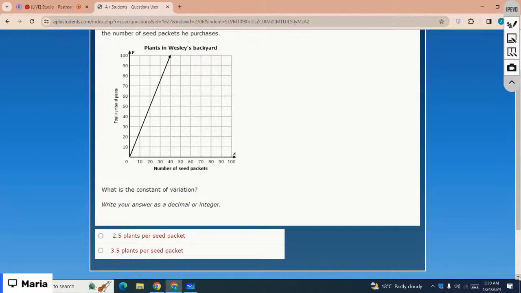The correct option is, yes, that is 2.5 plants per seed packet. Very good. The correct option is option number 1.